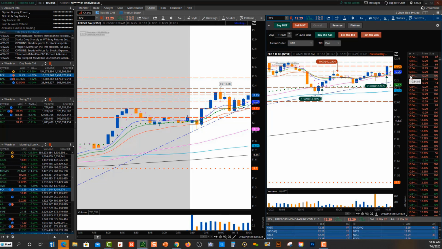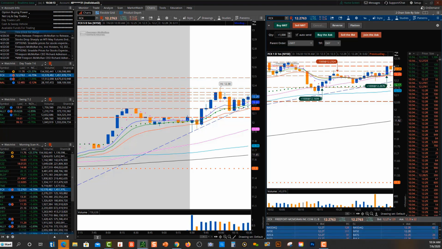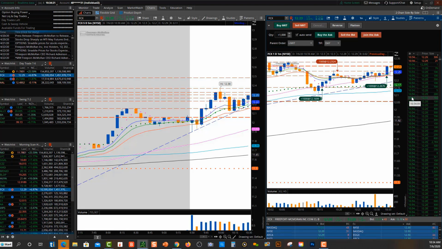Right there, you see some resistance right around that 1230-ish level. Another 1 minute or so for this candle to complete. So it's hitting resistance at the moment. Another 40 seconds or so left for this candle completion.